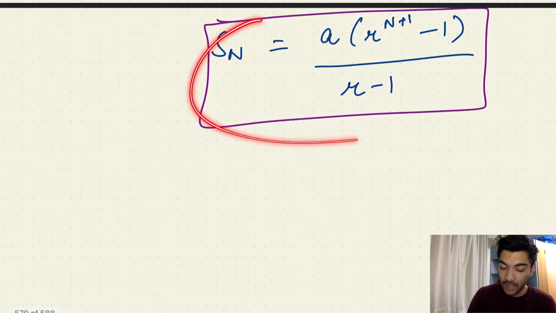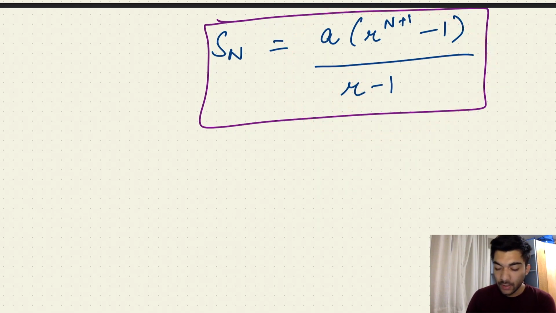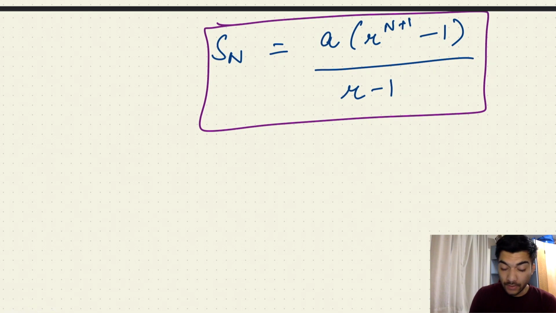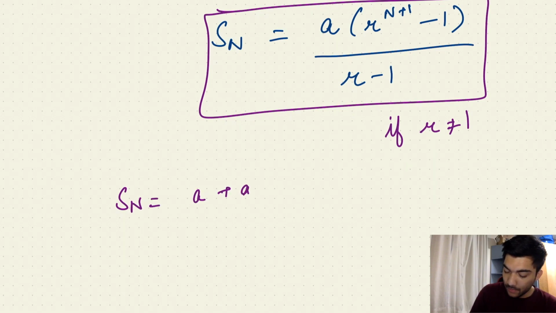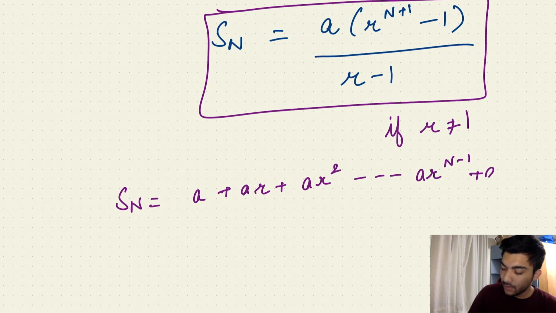So in this case, we have the sum formula, but you see that this sum formula has a discontinuity at r equals 1, right? So this formula is only valid for r not equal to 1. And now you know that your series is basically a plus ar plus ar square, and so on until ar^(n-1), ar to the power n.